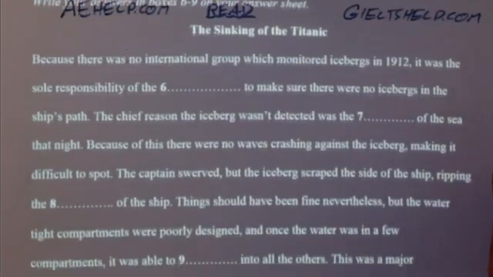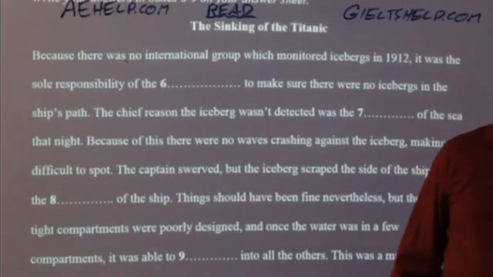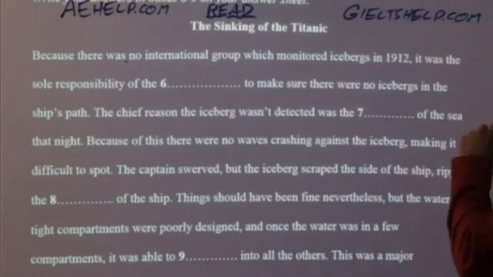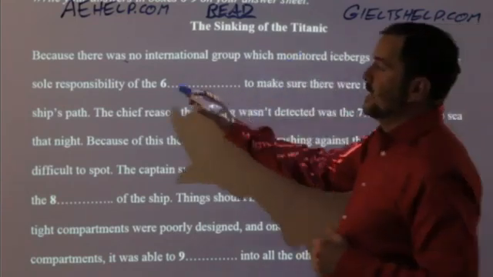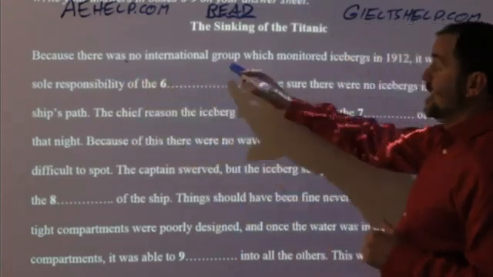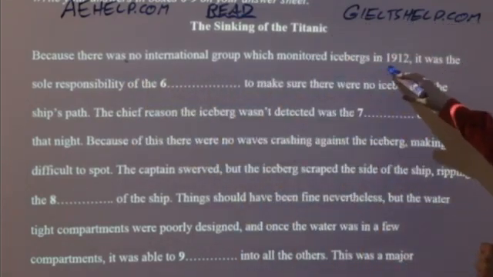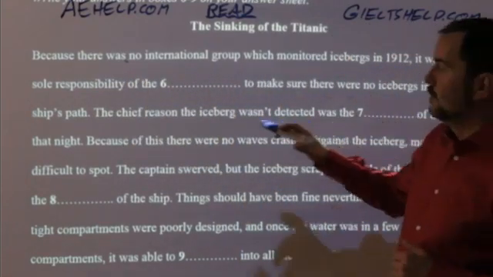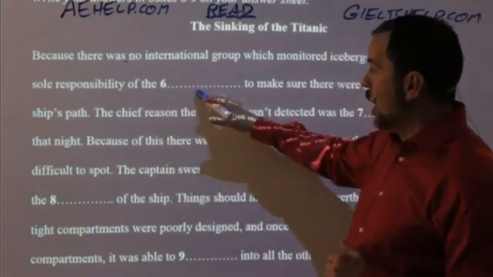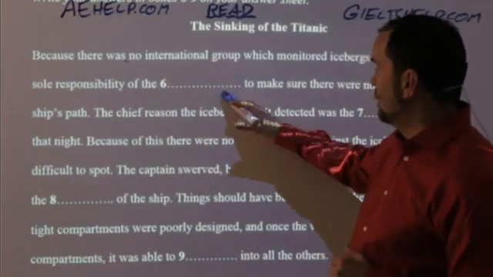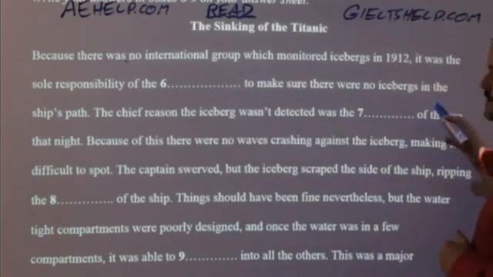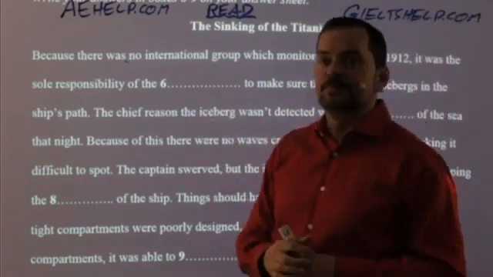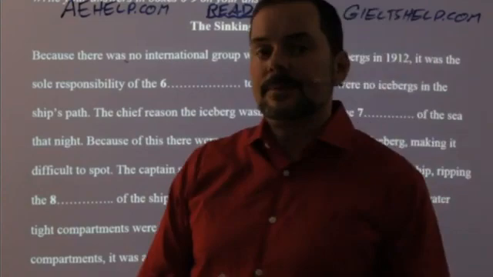All right, members, I'm going to go through this. We don't have a ton of time, so give me answers quickly here. The sinking of the Titanic. Because there was no international group which monitored icebergs in 1912, it was the sole responsibility of the something to make sure there were no icebergs in the ship's path. What's number 6? Anybody tell me? It's quite visual.